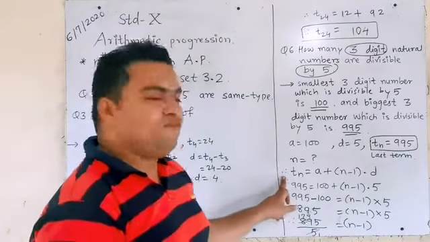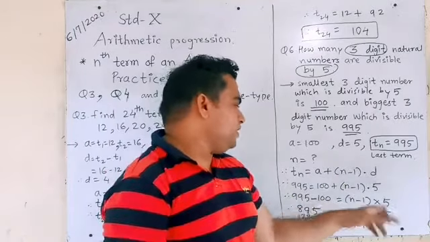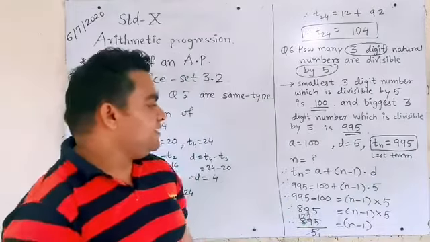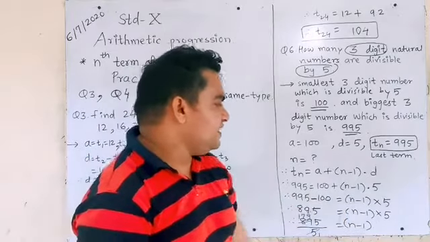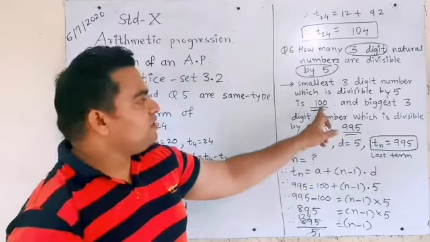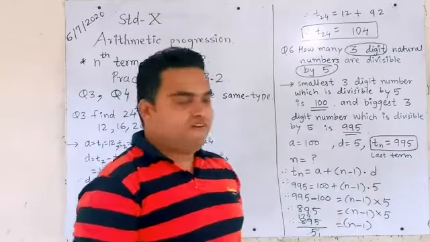Now we will use the Tn formula only. So Tn is equal to A plus (n minus 1) into D. The Tn value, the last term, we know, that is 995, is equal to A value 100, plus n value we don't know, we will keep it as it is, minus 1, into D, the constant difference, which is 5, because the numbers will be divisible by 5 only.